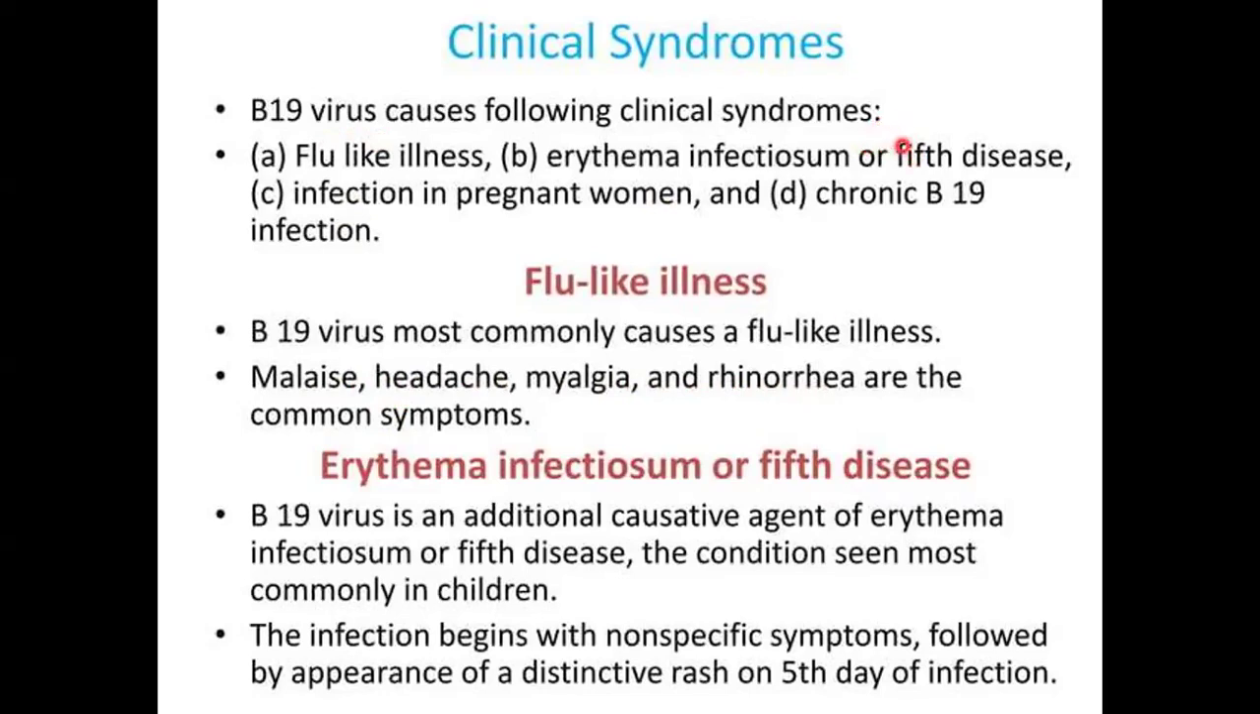Erythema infectiosum or fifth disease. B19 is an additional causative agent of erythema infectiosum or fifth disease, most commonly in children. The infection begins with non-specific symptoms followed by appearance of a distinctive rash on the 5th day of infection.